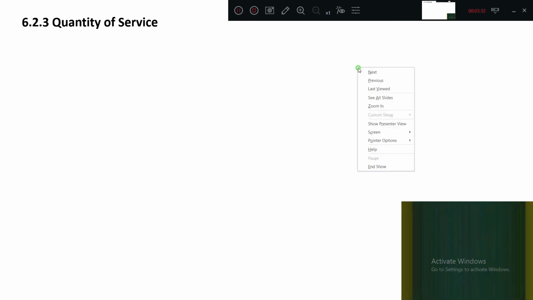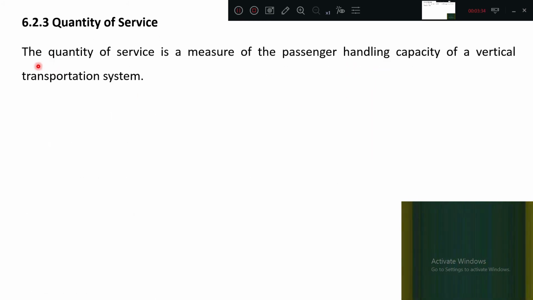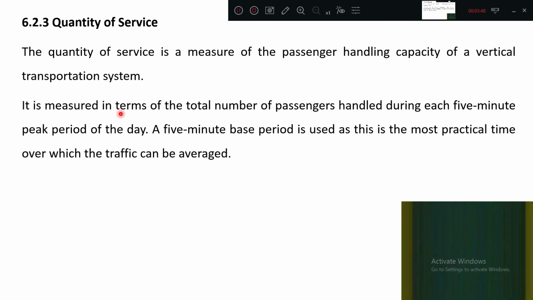Quantity of service means how much number it is carrying. The quantity of service is a measure of the passenger handling capacity, how many it is carrying, of a vertical transport system. It is measured in terms of the total number of passengers handled during each 5-minute peak period of the day. Very important term. Each 5-minute peak period, how many it is carrying.